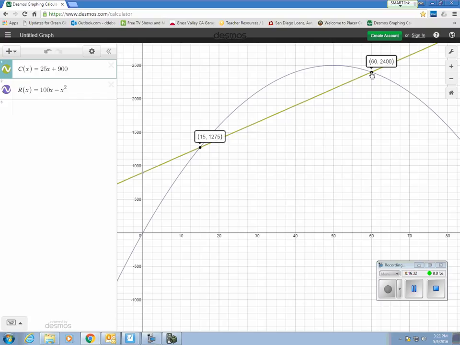The region in between here shows where my revenues are greater than my cost, and the regions below show me where my revenues are less than my cost.